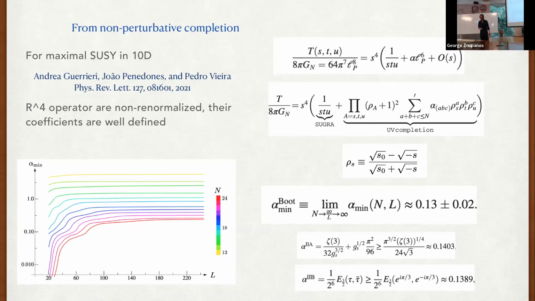However, in certain cases, which was utilized in this very nice paper, which tried to bootstrap this problem non-perturbatively. Here they're considering the theory in 10 dimensions, and they're considering the R^4 operator. This is the way that you parameterize it. This is the Einstein-Hilbert term. This is the R^4 term.